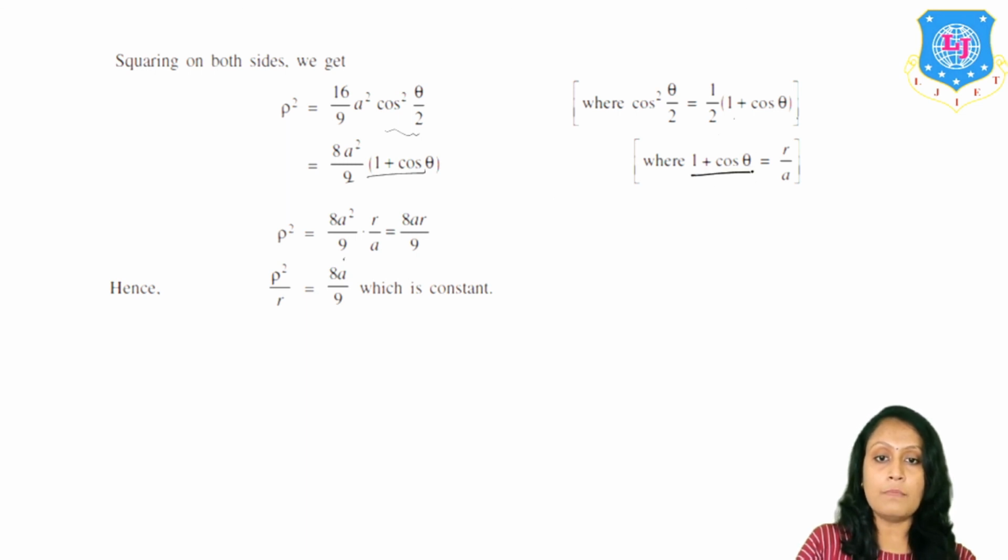Now 8 a square upon 9 as it is. Now 1 plus cos theta is what? r upon a, because in the question it is given that r is equal to a into (1 plus cos theta). So in place of 1 plus cos theta, we'll substitute r upon a. This a will get cancelled. So what we have is 8 a r upon 9. Bring this r to the denominator. So rho square upon r is 8a upon 9, which is a constant, that we wanted to prove.